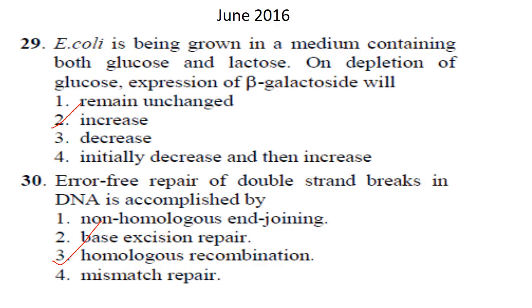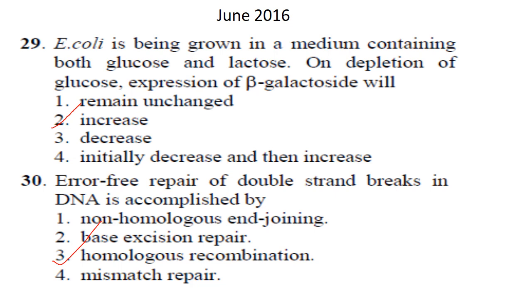Then coming to the year June 2016. E. coli is being grown in a medium containing both glucose and lactose. On depletion of glucose, expression of beta-galactosidase will increase, because that is the only source of carbohydrate present in the medium for utilization by E. coli. So the answer is option 2.